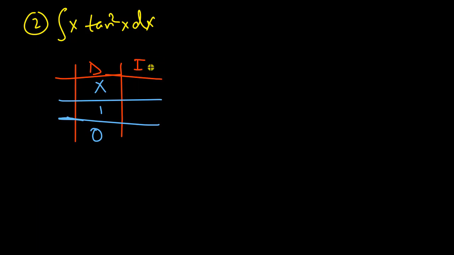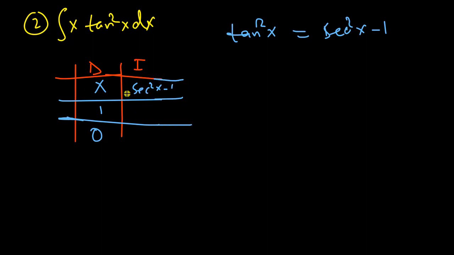The integral part: if I integrate now, tan squared x cannot be integrated, but we are lucky that tan squared x is sec squared x minus 1. So instead of tan squared x, we'll just write here sec squared x minus 1, because we can integrate both of these terms. If we integrate this, we get the integral of sec squared x, that's tan x. The integral of 1 is x. One more step.